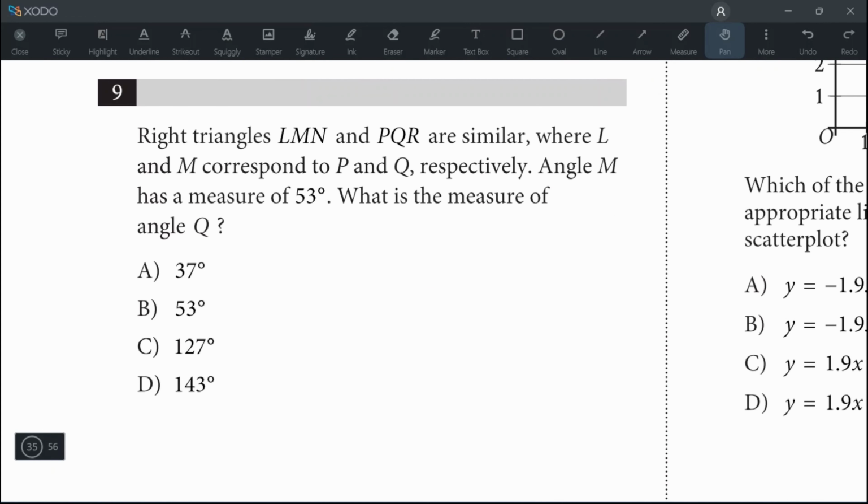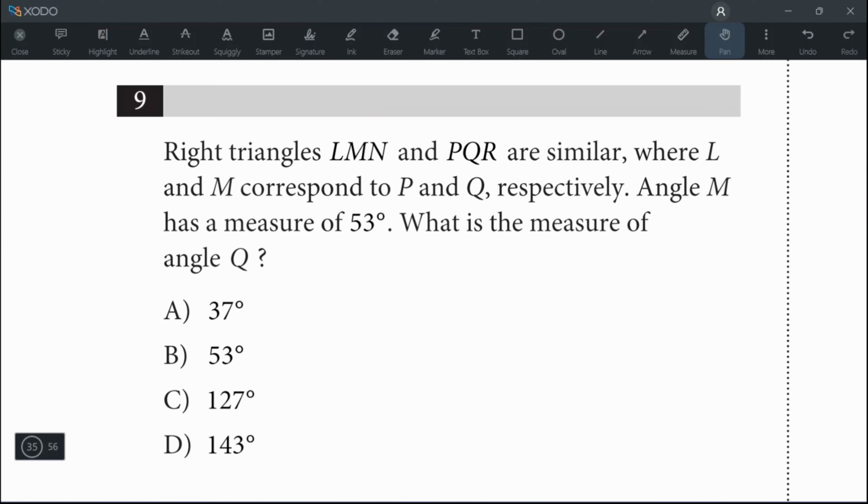Question number 9. Right triangles LMN and PQR are similar, where L and M correspond to P and Q respectively, and angle M has a measure of 53 degrees. What is the measure of angle Q? So angle M is the one in the middle, and angle Q is also the one in the middle in the other right triangle. And we know that both triangles are similar.